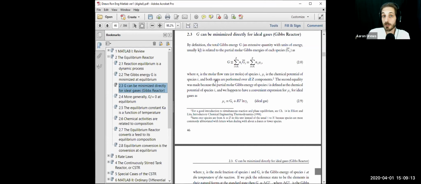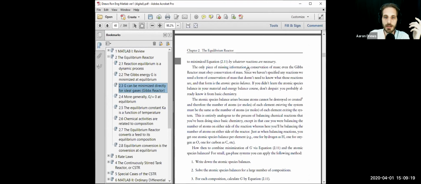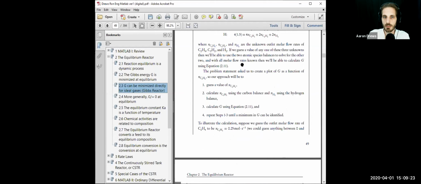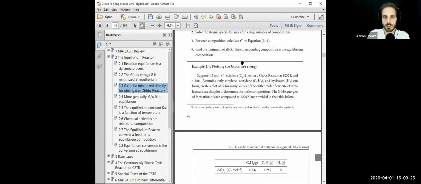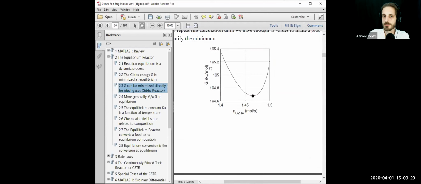And so you can just calculate G directly and plot it, right? And you'll just get a curve through it. If you're interested in learning about that, I've described that process here. And if you scroll down to the example, 2.1, that shows you what I mean. You can just plot G, find the minimum, and that's equilibrium.